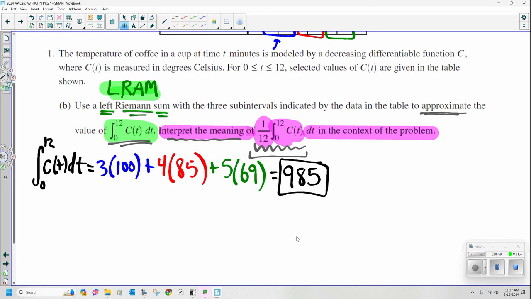But now we've got to do the second part. We've got to interpret what this is right here.